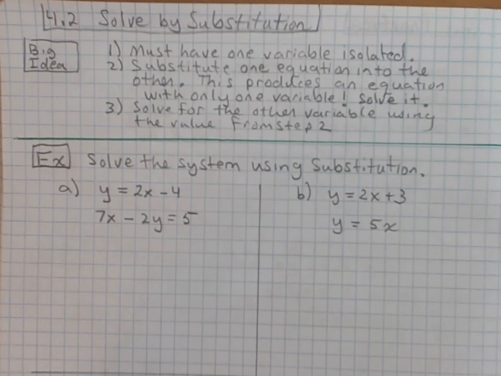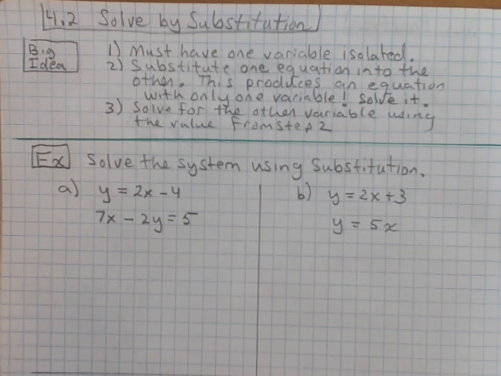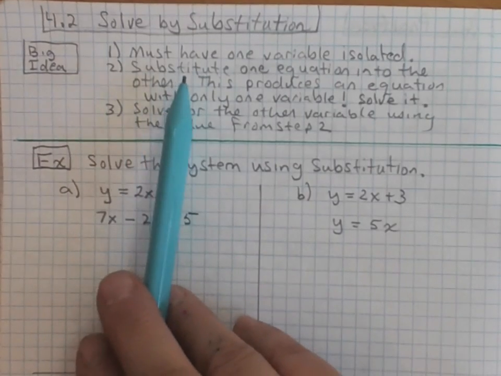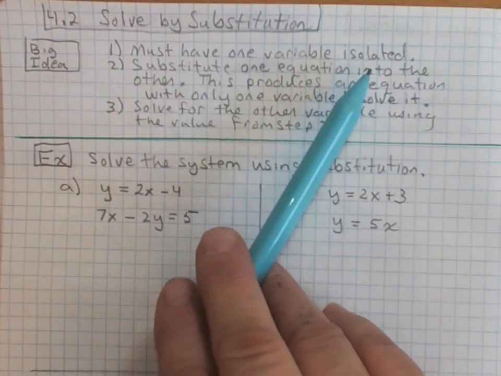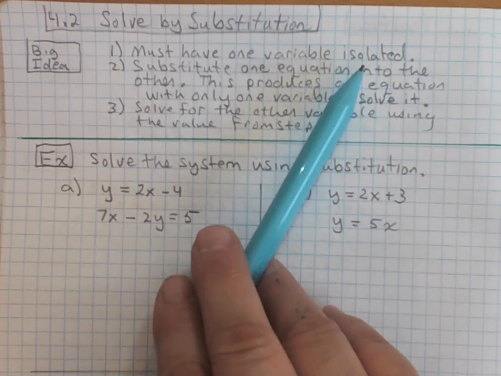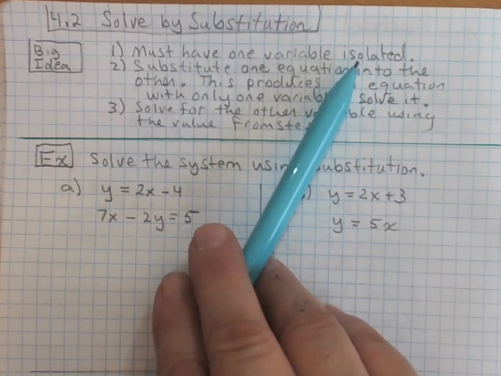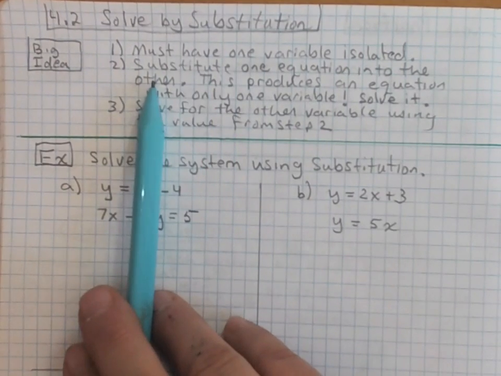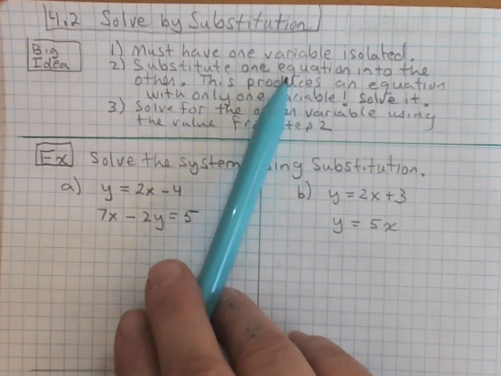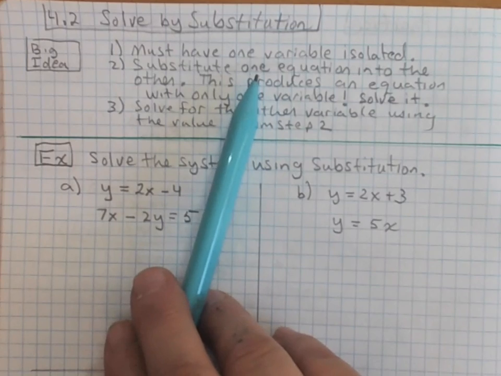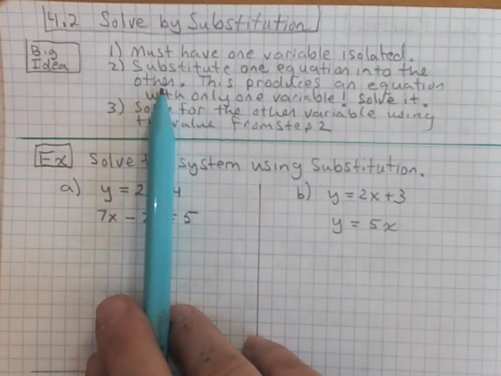Our next method to demonstrate how to solve a system of equations is the method of substitution. To make this work, you must have one variable that is isolated. So you're going to get two equations. We need one variable to be solved for. Once that happens, we're going to substitute that equation into the other equation.